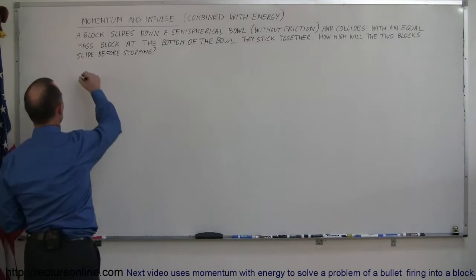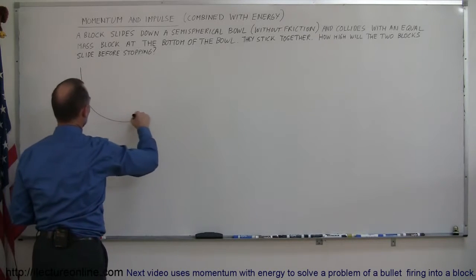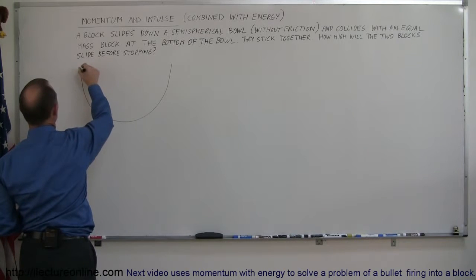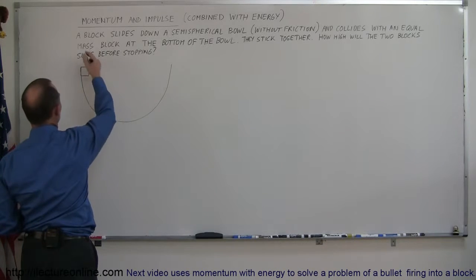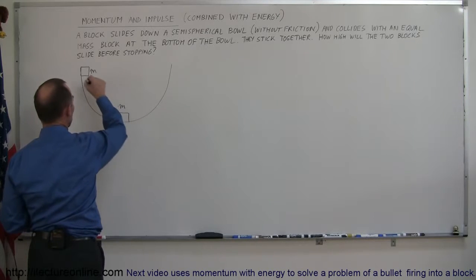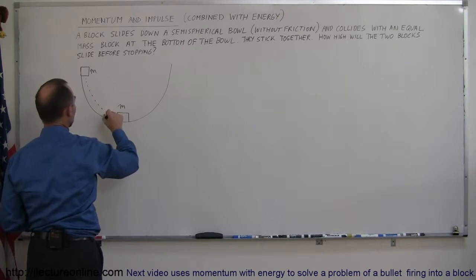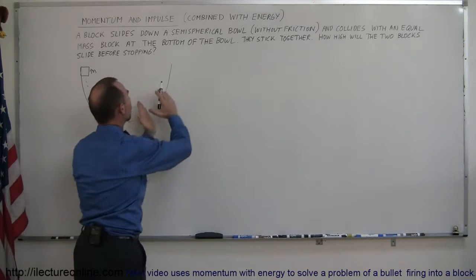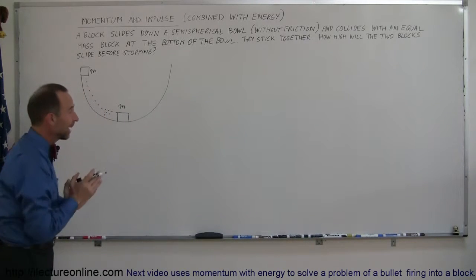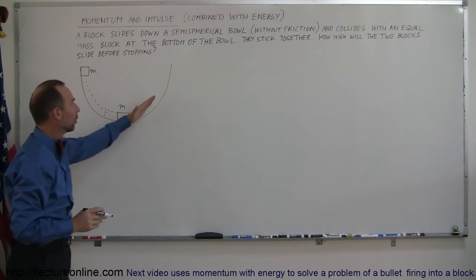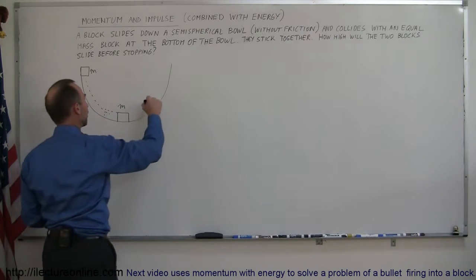So let's draw pictures here so we can see what's going on. Here's a semi-spherical bowl. We have a block with mass m that starts sliding from the top. There's a second block at the bottom, also mass m. When this block collides with this block, they will both continue to move forward because they stick together, so there's energy lost in the collision, and then they'll slide up and then they'll stop at some point.